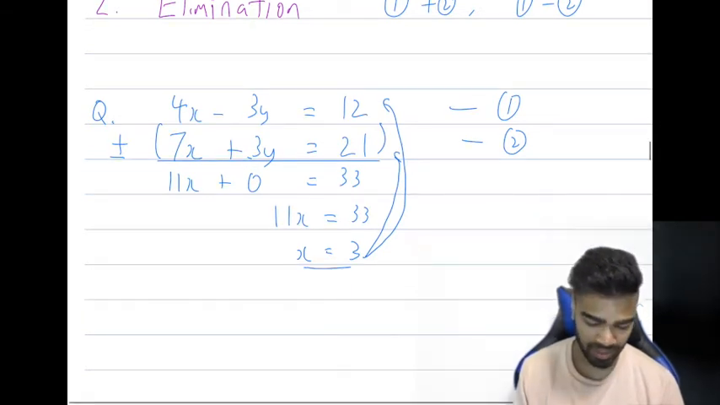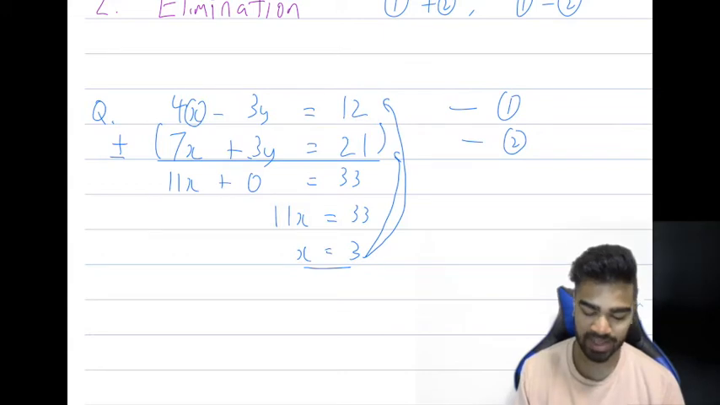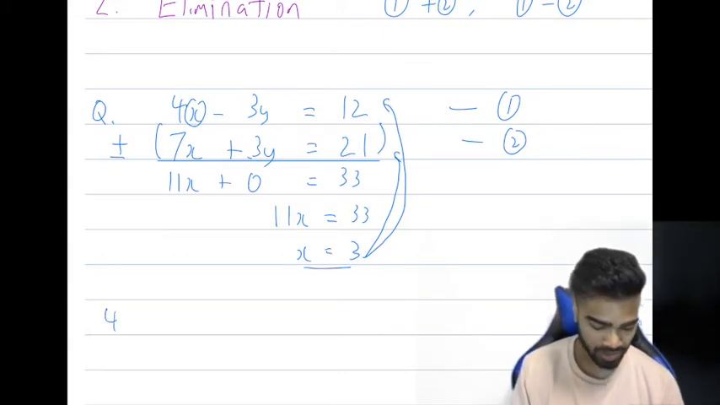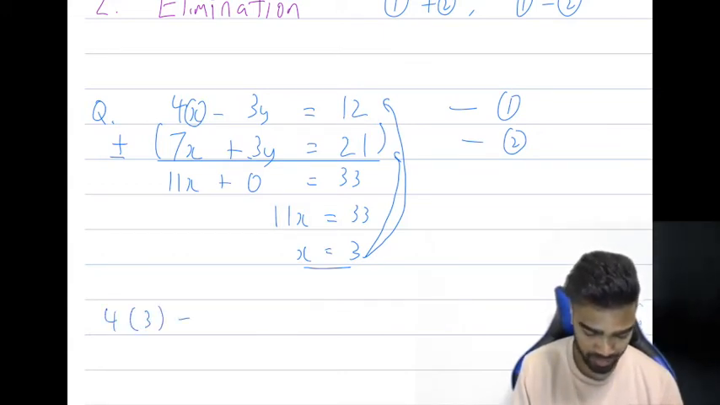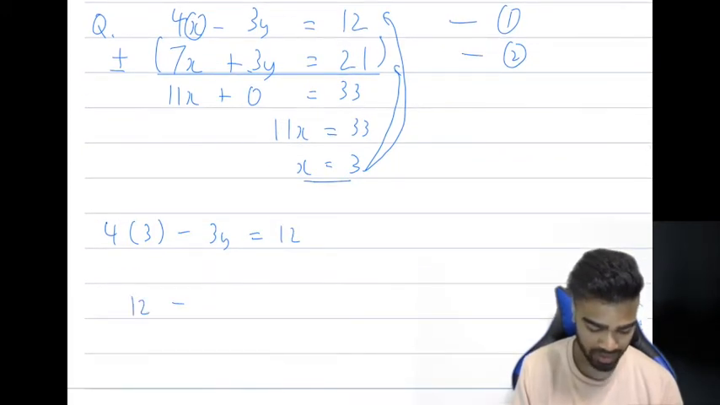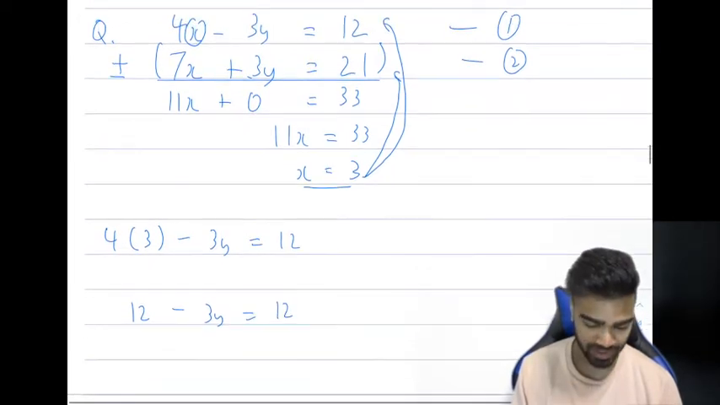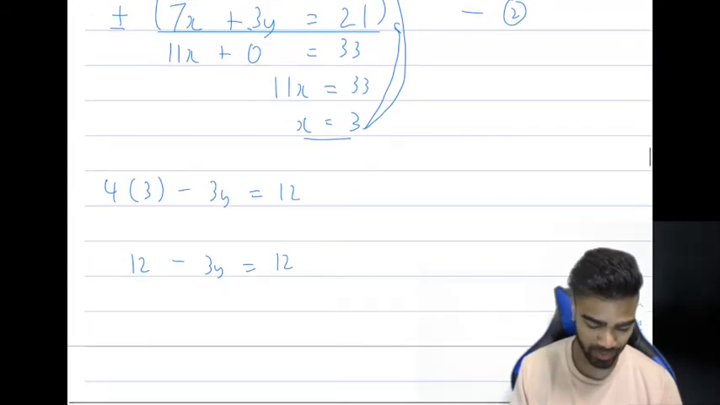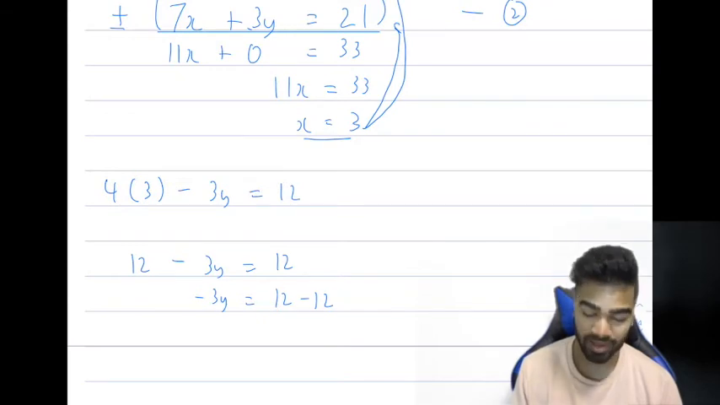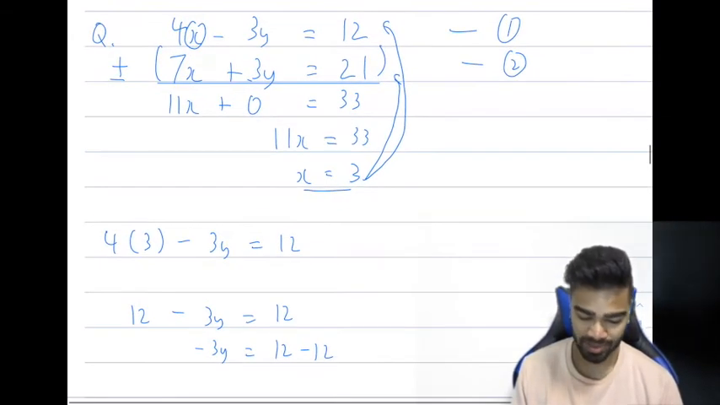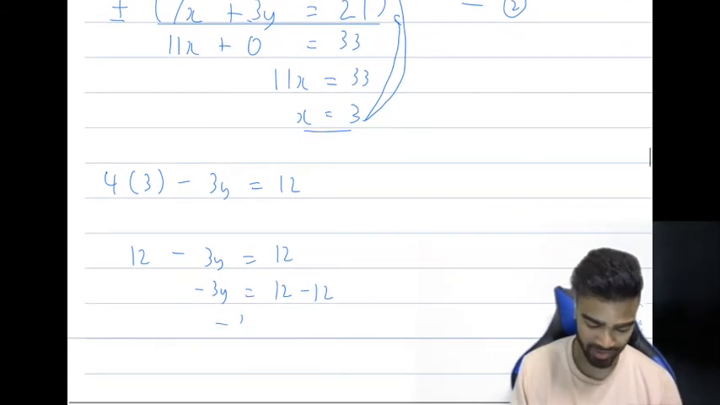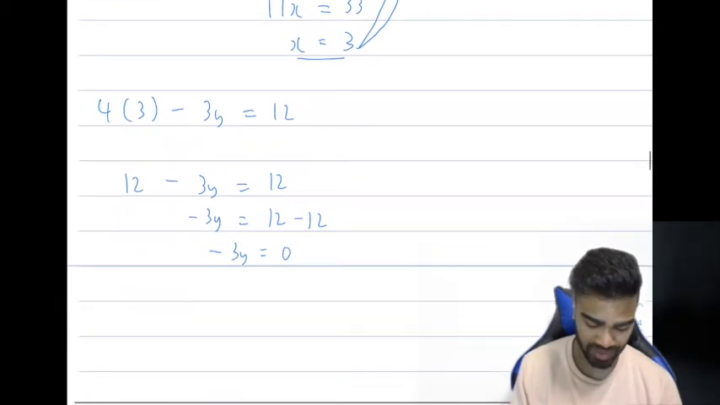So let's say I want to sub into the top one. So I'm going to replace that x with 3. So I'm going to have 4 multiplied by 3 minus 3y is equal to 12. So in other words, 12 minus 3y is equal to 12. This is a bit interesting, this question, because look what's happened. If I take 12 minus 12, negative 3y is equal to 12 minus 12. Now what is 12 minus 12? 12 minus 12 is 0. So negative 3y is equal to 0.